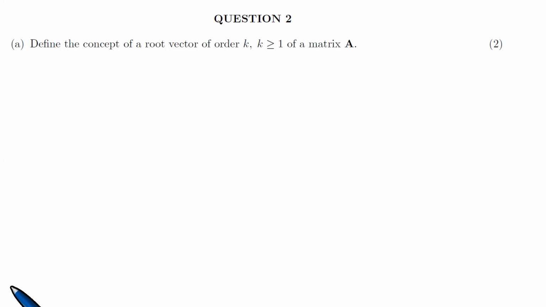I'm going to write down just briefly the actual definition. I know that it is book work and it is something that one should know because it comes in the exam, so it's very important. Let's write the definition. So what we're writing now is actually a definition. They're saying define the concept of a root vector of order k, k greater or equal to 1, of a matrix A.